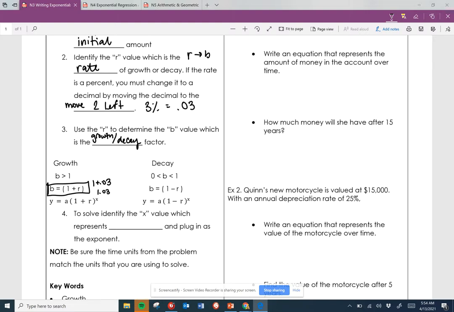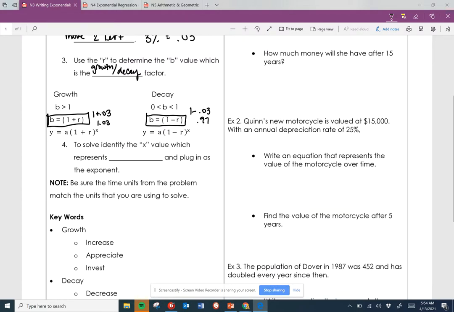If it was a decay, if it told you it's getting smaller, it's shrinking, etc., then you would subtract it. So again, going back to that 3%, you would do 1 minus 0.03, which would give us 0.97. So even though one of them is growing by 3% and one of them is shrinking by 3%, we're going to have different b values. So it's important to read the problem carefully.